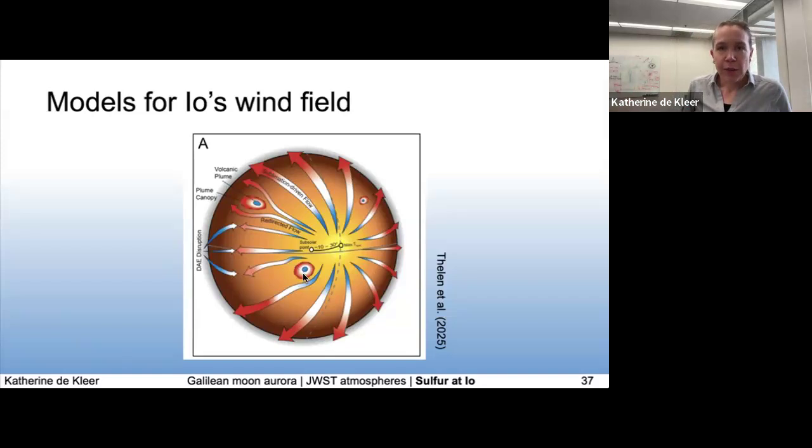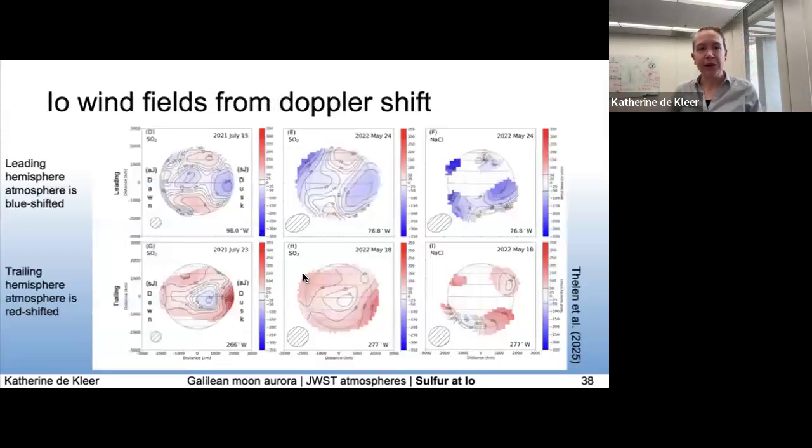So by making maps of Doppler shifts, we were able to derive Io's wind fields. The top three panels are for Io's wind field on the leading hemisphere, SO2 on 2 dates, and then NaCl. And then the bottom is the trailing hemisphere wind field. There's a lot I could say about these, but the first order takeaway is that the top panel looks all blue and the bottom panel looks all red, or the bottom row. So the leading hemisphere, the atmosphere looks primarily blue shifted, coming towards you, and the trailing atmosphere looks primarily red shifted, moving away from you.